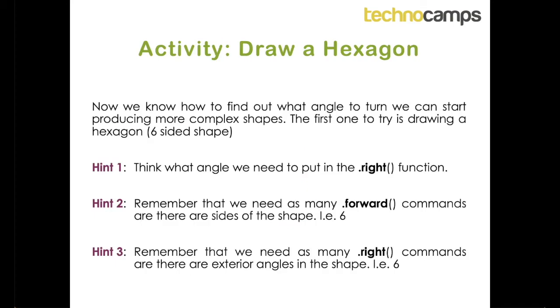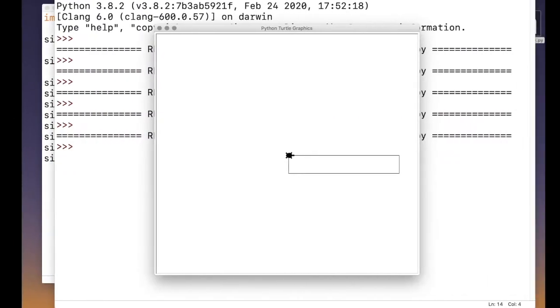So, pause for a second. Try drawing a hexagon using Python Turtle. Think about what degrees we need to put in the dot right function. Think about how many forward commands we need and how many dot right commands we need. I'll give you a second, and that second has passed. Let's give it a go.